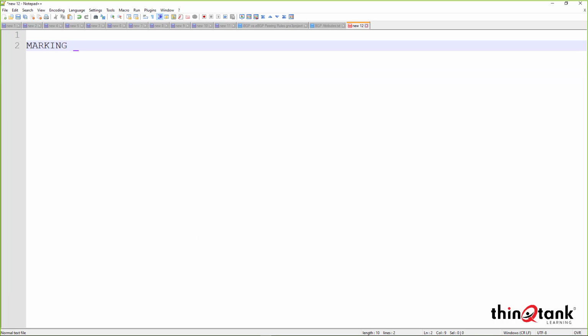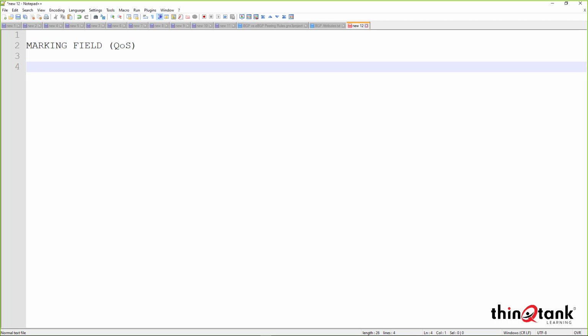This is a marking field for QoS. That's the point of this field: to stamp the packet with a number. And then I can create a policy on my routers that says, hey, if you see a packet with this number, do this. Right? It's for quality of service. Remember we talked about that yesterday or the day before. We said quality of service is a lot of things, but classification and marking is one of those things.